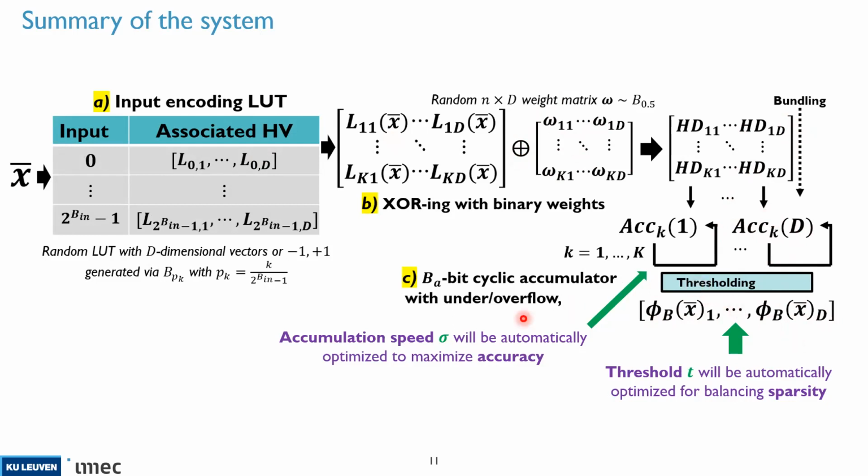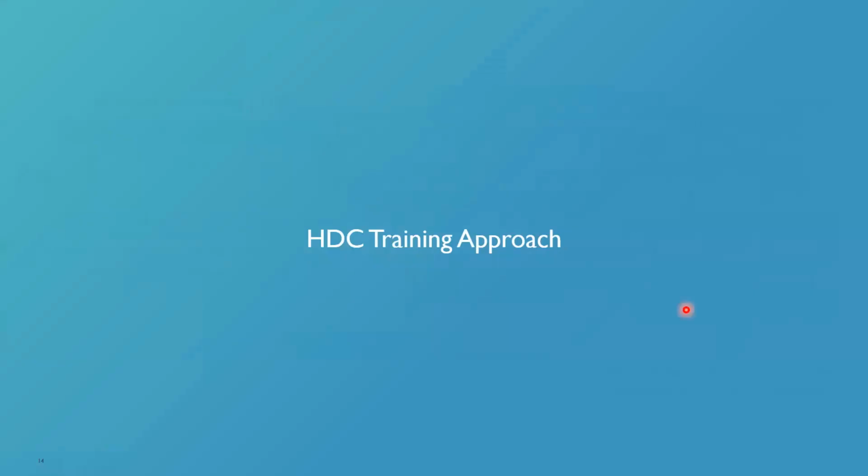And here again, I stress that the accumulation speed sigma, that sets the speed of the accumulation, and the threshold T, that is used here, will be automatically optimized by the SupportHTC framework so as to balance accuracy and sparsity in the system. So now we have reviewed the first layer of the system, which is the encoder circuit. And now we're going to see how we perform training of the HTC system in SupportHTC.